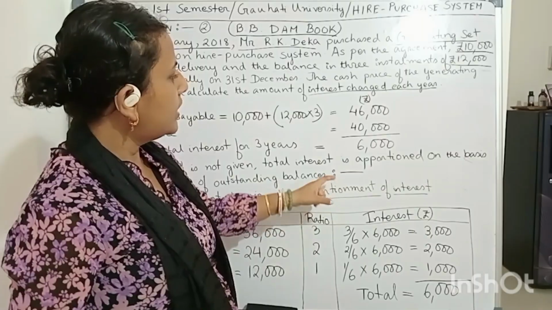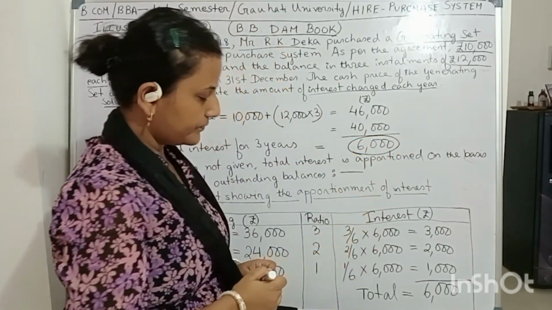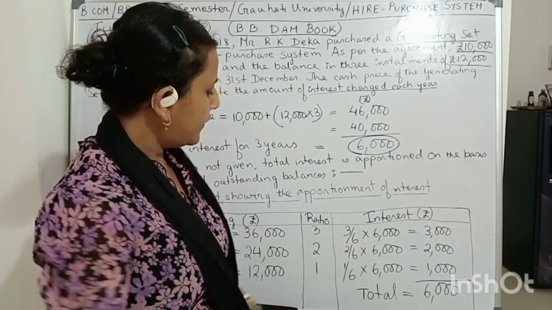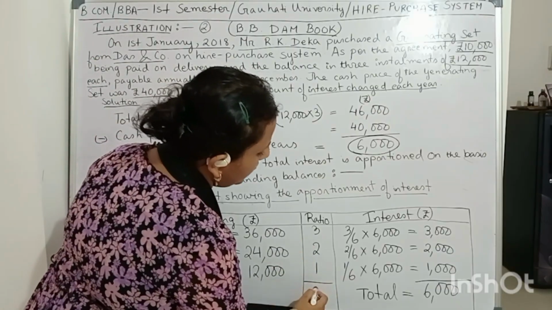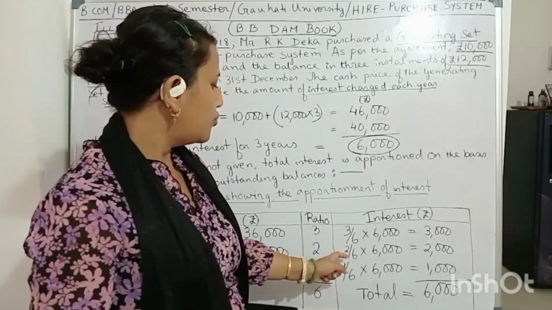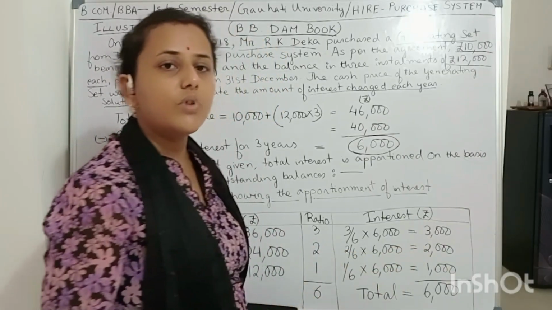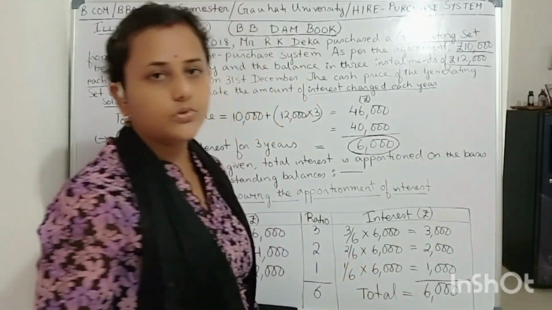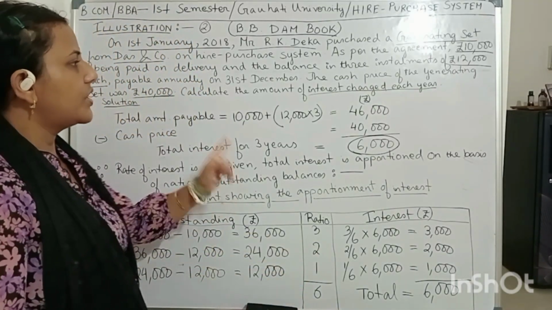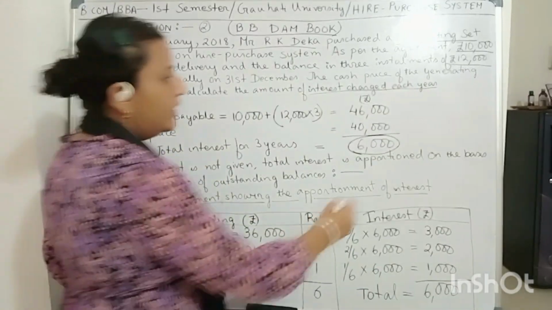The total amount of interest is 6,000 rupees. Because the total of the ratios is 6, 3 by 6 into 6,000 is 3,000. 2 by 6 into 6,000 is 2,000, and 1 by 6 into 6,000 is 1,000. So in total you get 6,000. This is how the amount of interest to be charged in each year is calculated when the rate of interest is not given.